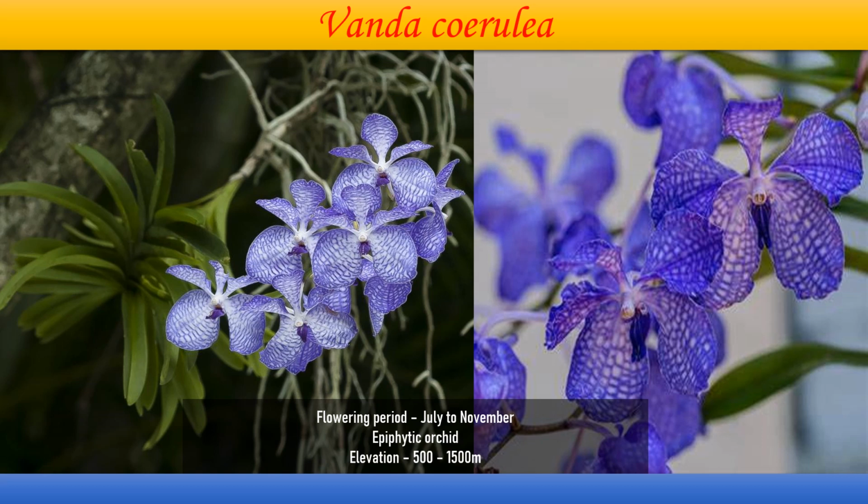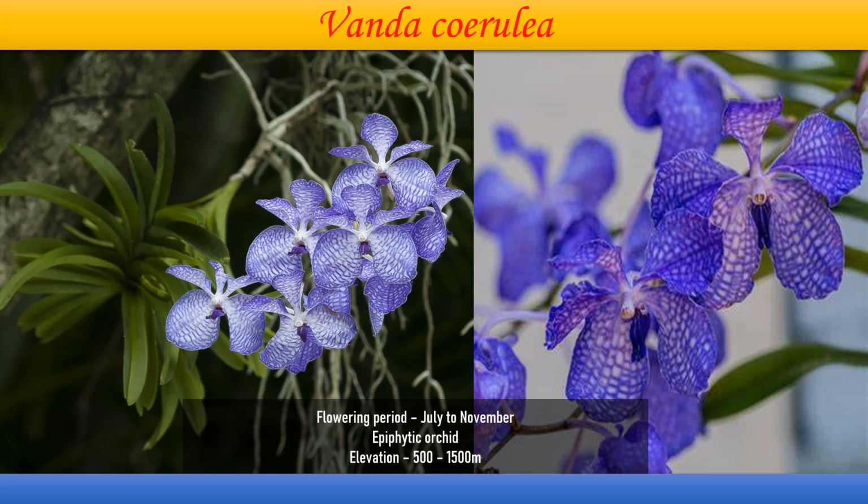And it has important medicinal values: the flower's juice is used as eye drops against cataracts and blindness. So this particular orchid is overexploited, or you can say illegal trading of it takes place. It also has antioxidant and anti-aging activity.